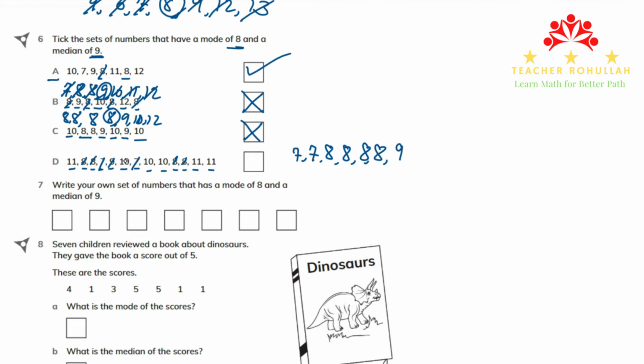How many 10s do we have? 1, 2, 3. We have 3 10s. And we have 3 11s. So we have 2 7s, 4 8s, 1 9, 3 10s, and 3 11s. So the mode here is 8 because 8 is occurring more than any other number. Let's see if 9 is the median or not. So we start crossing from both sides, one from the left, from the right. We continue until we reach the center.